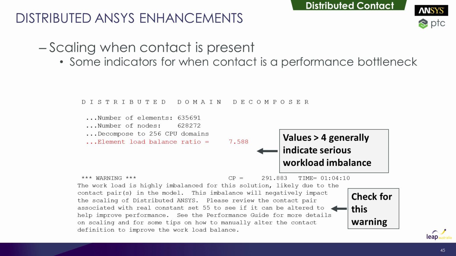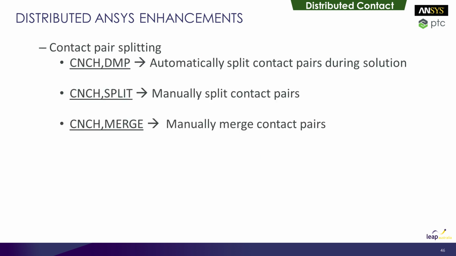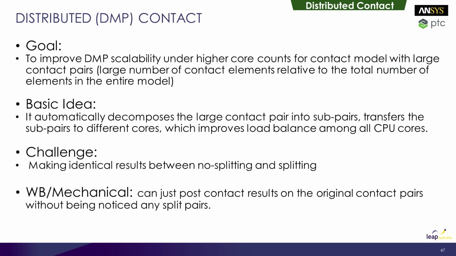And contact is often guilty of giving you a bad load balance ratio. So there are some new tools for fixing this. It's the CNCH command. And it basically allows you to split up large contact definitions and distribute them across the cores better. So we have an automatic splitting option, a manual splitting option, and a merging option. Basically the idea is we can take a large contact region and split it up amongst multiple cores, and then each contact and target pair will be solved on the same core. So there's no cross communication between pairs.